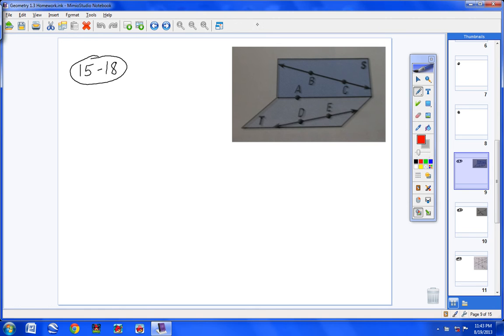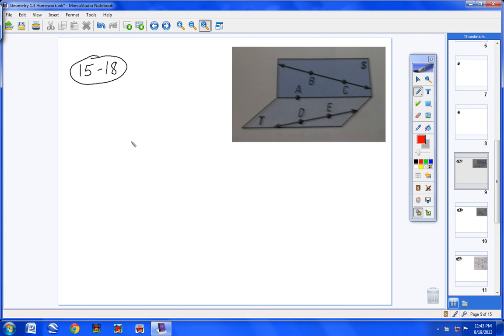Okay, we did 15. We were on number 16. All right, number 16. Name two lines. Well, here's one line here, so you can call it line BC. Don't forget to put the arrow above it. And here's another one, DE. So line DE. There you go. You name two lines. That's pretty simple stuff, students. All right, let's take a look at number 17.